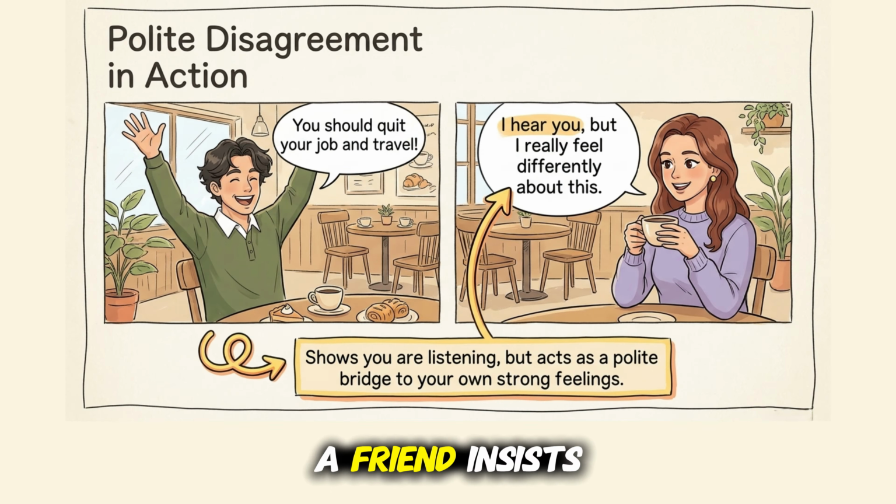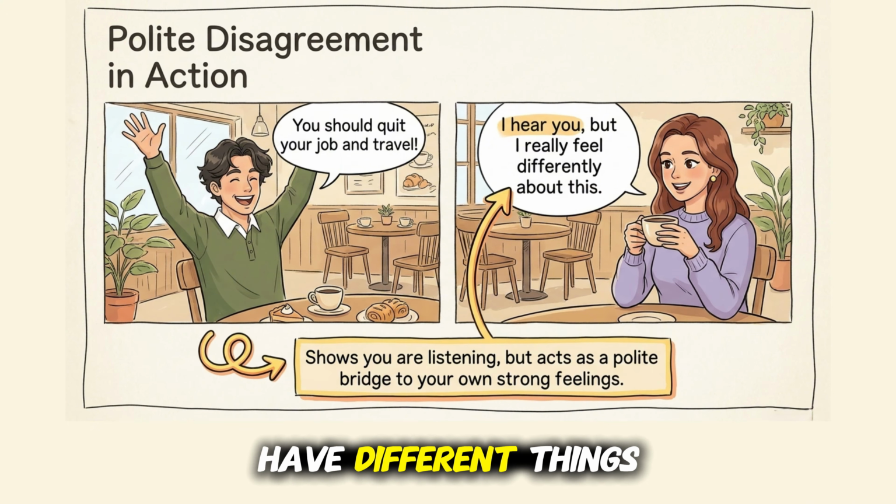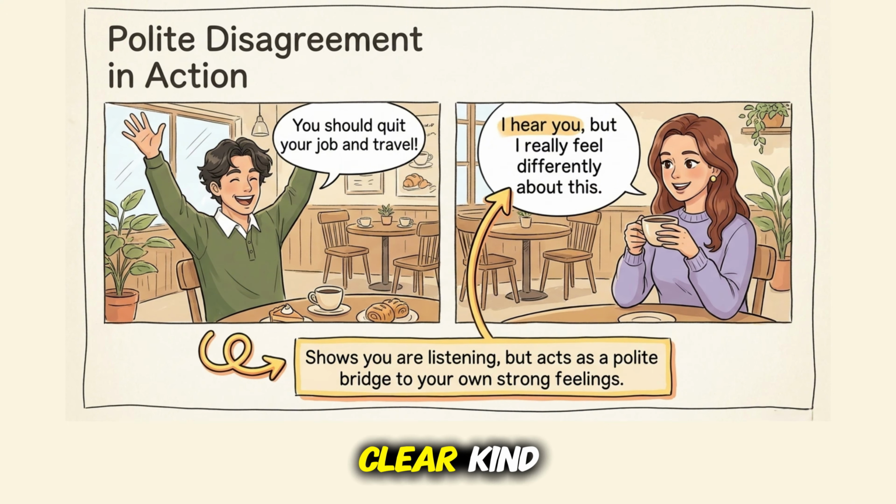Example, a friend insists, you should quit your job and travel. Life is too short to stay in one place. And you actually love your job. You don't want to quit. And this is the 5th time they've said it. So you say, I hear you, and I totally get why that works for you, but I really feel differently. I love what I do, and travel isn't my priority right now. I think we all just have different things that make us happy. Clear, kind, honest.